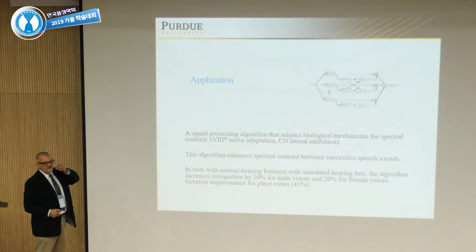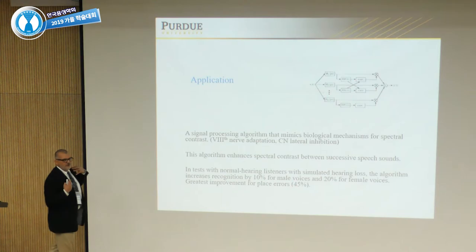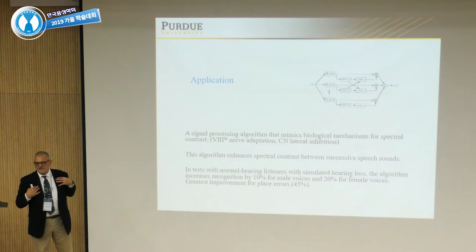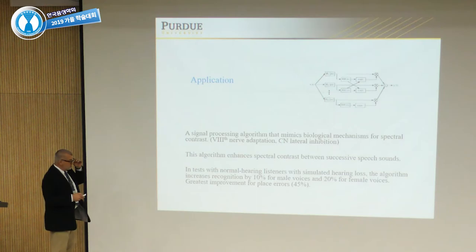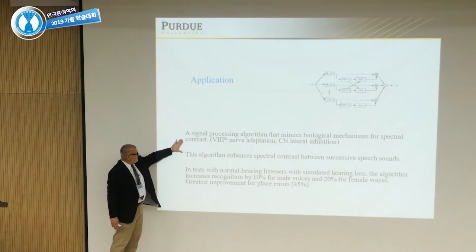We also took it to a practical application. I'd be happy to talk with any of the engineers, but I have a pretty good idea how this is happening in your auditory periphery, both in auditory nerves and in a particular subset of fibers in the ventral cochlear nucleus called choppers. But we were able to do this, and it actually does enhance spectral contrast between successive speech sounds.